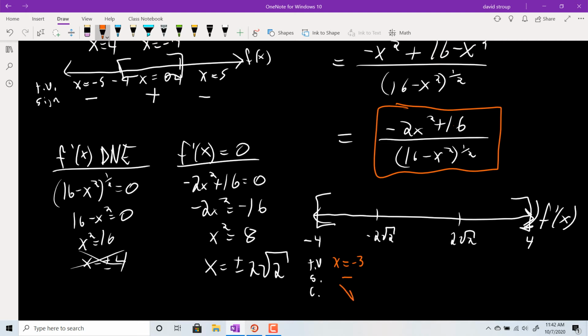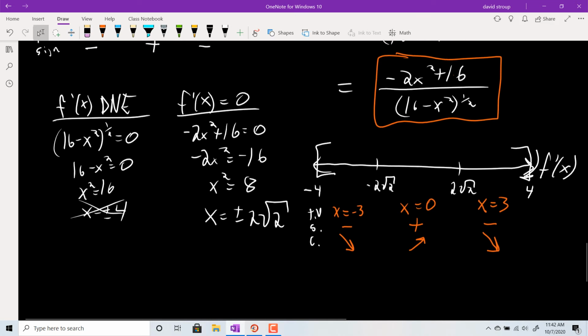In other words, it's decreasing. Try x is 0. Put 0 in there. That's clearly 0 plus 16 is 16. It's positive, so it's increasing. And then finally try 3. And again, that'll be negative, so it'll be decreasing. Okay. From this analysis, you can kind of see the shape of the graph in the arrows, right?